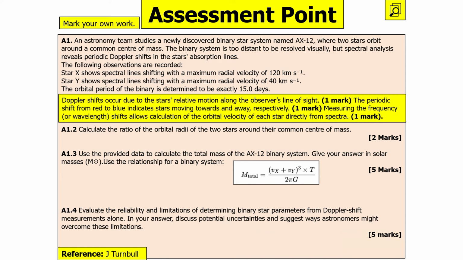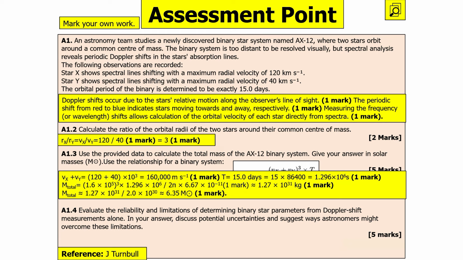Right, Doppler shifts occur due to the star's relative motion along the observer's line of sight. The periodic shift from red to blue indicates that the stars are moving away from and towards us respectively. Measuring the wavelength shift allows calculation of the orbital velocity of each star directly from the spectra. We know Rx over Ry is equal to Vx over Vy from ratios, so it's 120 over 40, so it equals 3. We can pop in the equations.